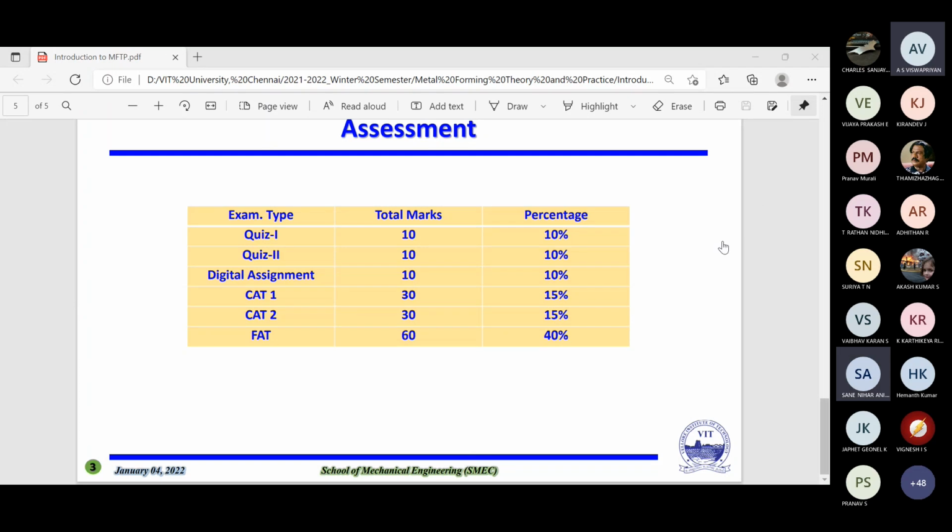Everything will be on Moodle? Quiz 1, 2, and digital assignments? Yeah, everything will be in Moodle. The quiz will be in Moodle, and the digital assignment will also be in Moodle, the same thing we are following. Okay, everything will be in Moodle only. If it becomes physical, we have to check the instructions, then we will tell. But for now, online, we will use Moodle.